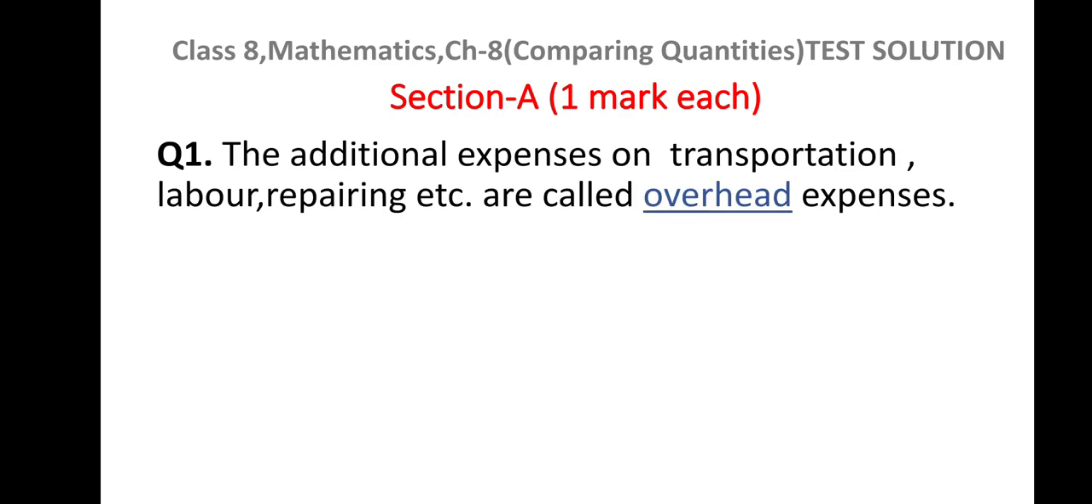First question: the additional expenses on transportation, labor, repairing, etc. are called dash expenses. Dear children, we have studied this concept in the previous lectures, and I hope you must have done this question correctly, and the answer to this question is overhead expenses. So the additional expenses on transportation, labor, repairing, etc. are called overhead expenses. And what is the other name of overhead expenses? The other name of overhead expenses is overheads.